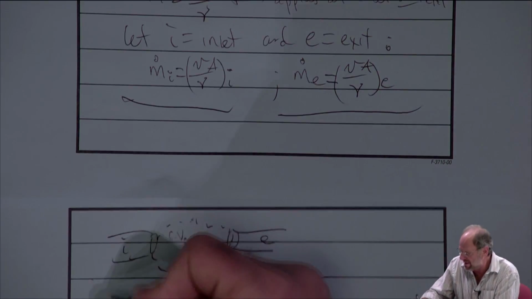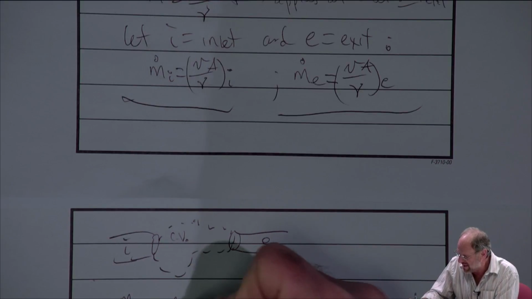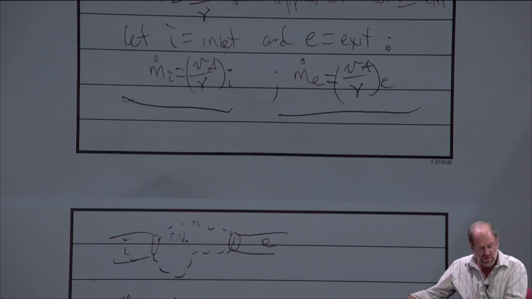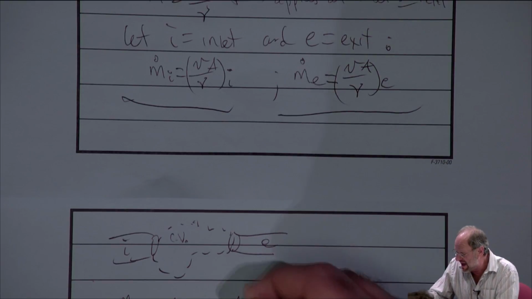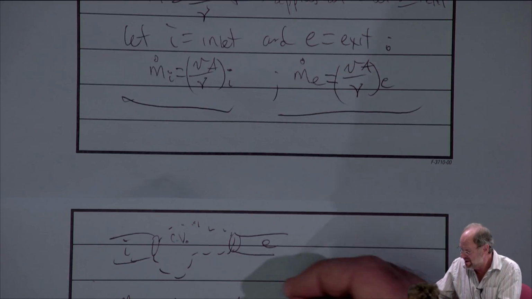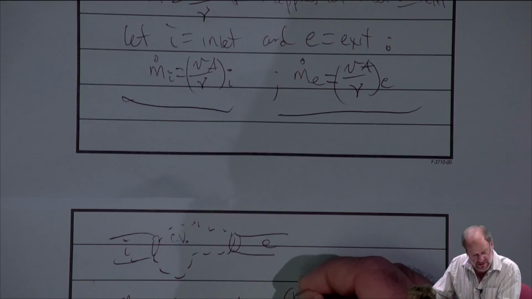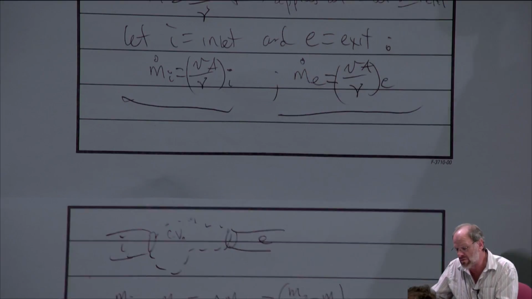Now, it should be obvious, right? If we look at the mass in compared to the mass out, the difference between the mass in and the mass out had better equal the change in mass of the control volume, right? In fact, we can just write this as M2 minus M1 for the control volume.